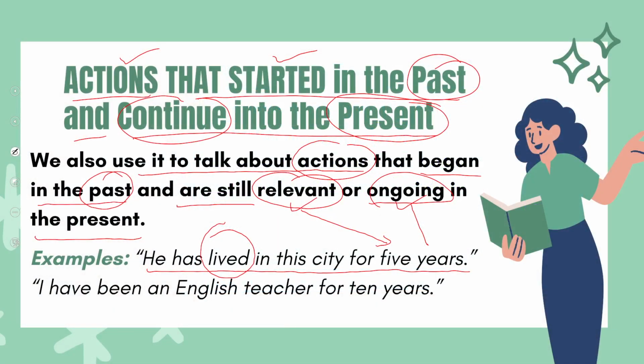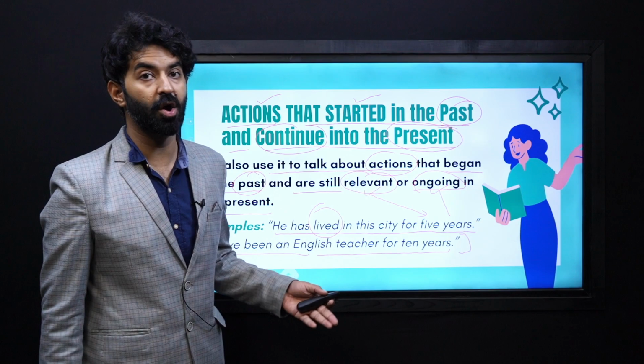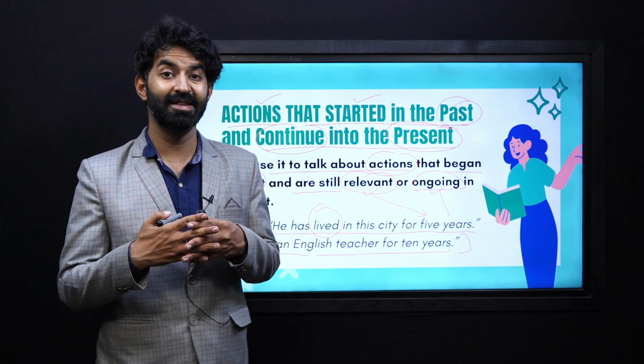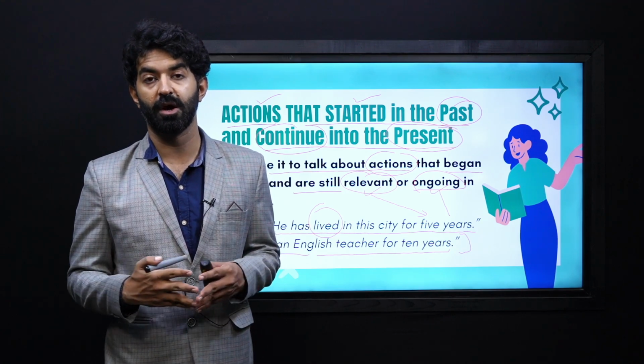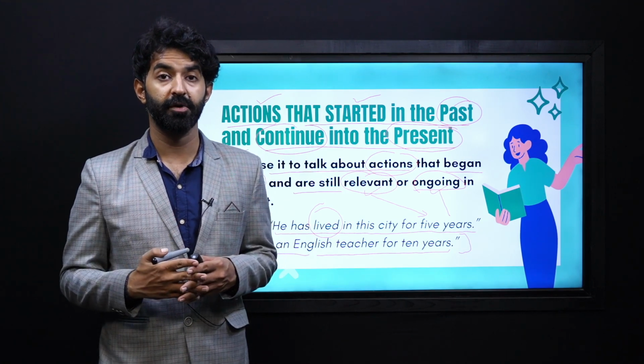Now, another example is I've been an English teacher for 10 years. Here the speaker or the writer is still teaching English, is still a teacher of English, something that he decided 10 years ago to become an English teacher, but it is still going on, and that's how the past and the present moment are linked together, and this is when we use our present perfect tense.